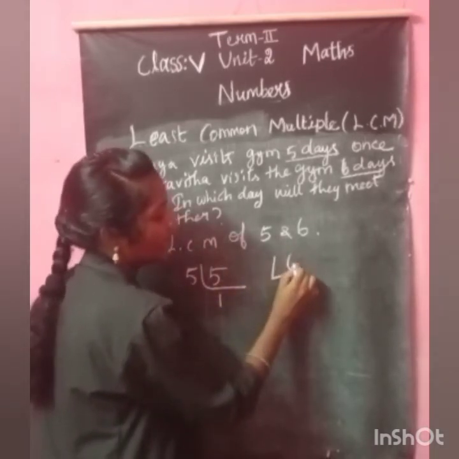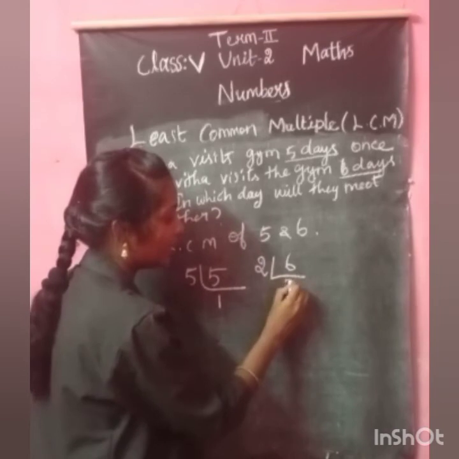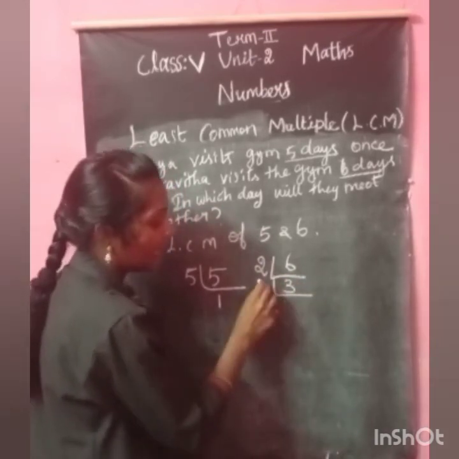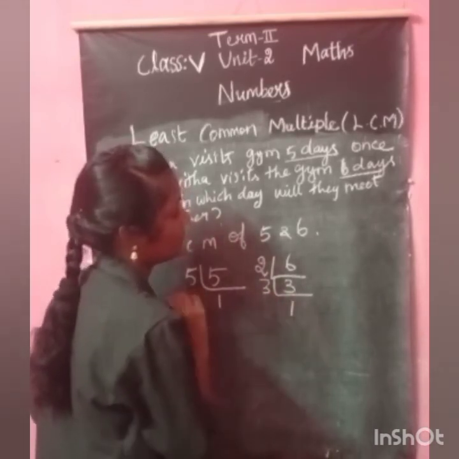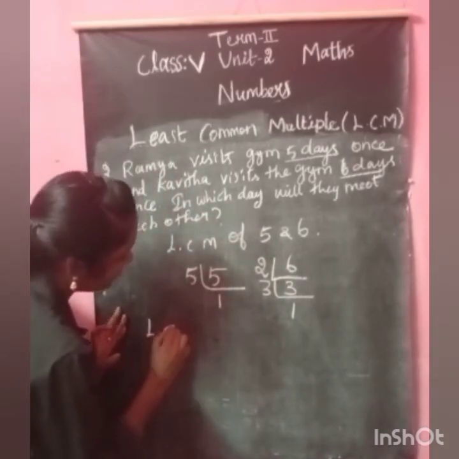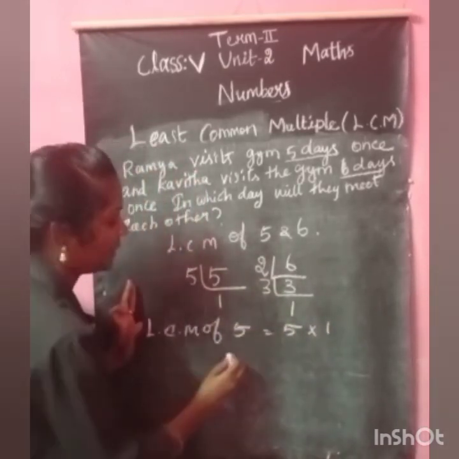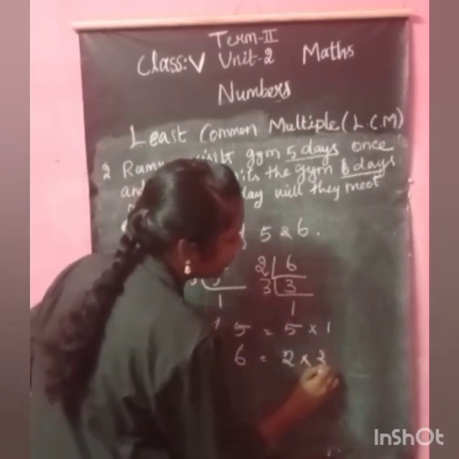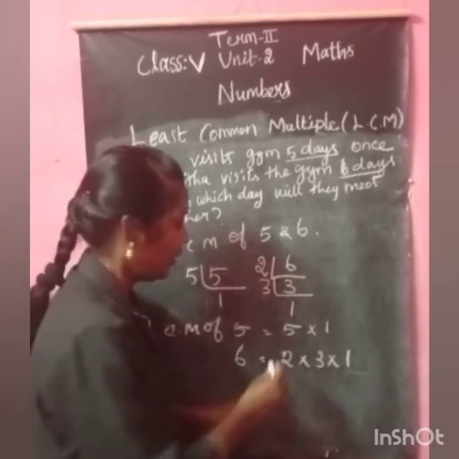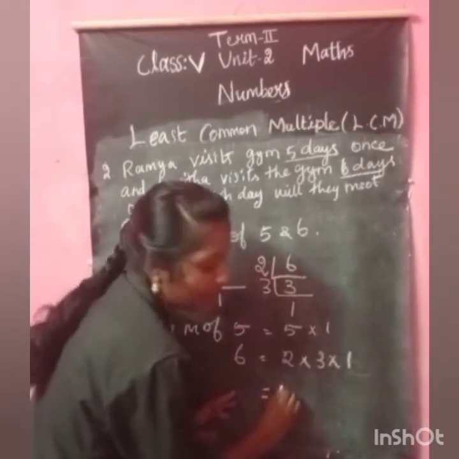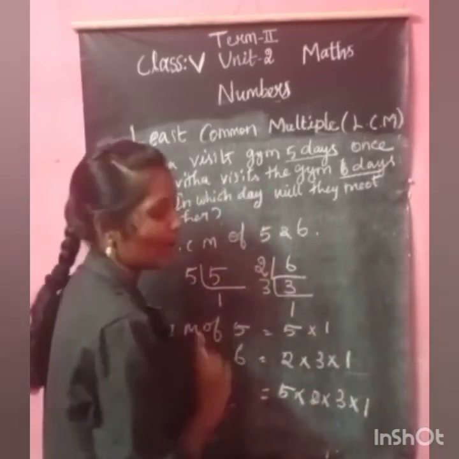Next, take 6. Take the smallest prime number, 2. So 6 divided by 2 is 3 times. Next, 3. Next prime number 3. So 3 divided by 3 is 1 time. Now write, children, the LCM of 5. Write the factors: 5 into 1. Next, 6: 2 into 3 into 1. Any common number? So 1 and 1. Okay. So write the other numbers: 5 into 2 into 3 into 1. 1 is the common number.